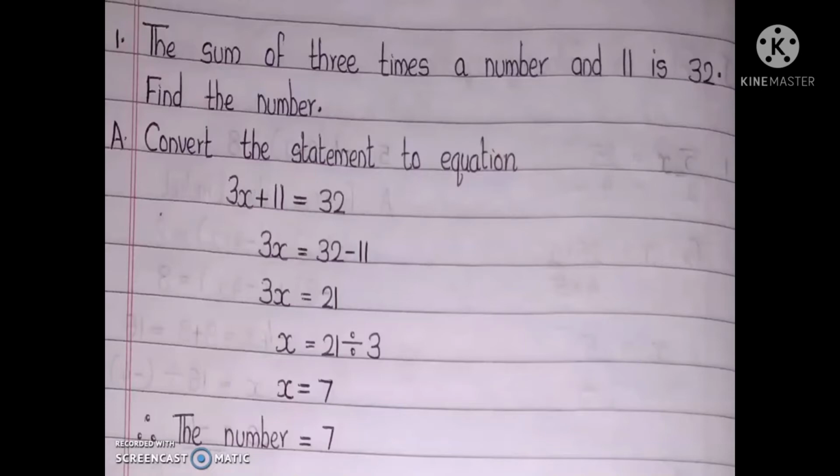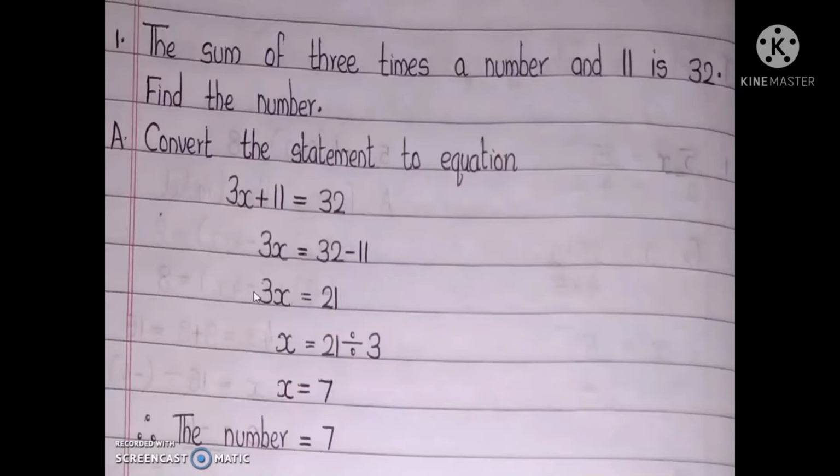By the method of transposing, you will find the solution of this equation. What is the method of transposing? Plus 11, when it goes to the other side, it becomes minus 11. What is 32 minus 11? It is 21. Can you tell me which operation is done here? 3x. What do you mean by that? 3 into x. 3 into x is equal to 21.